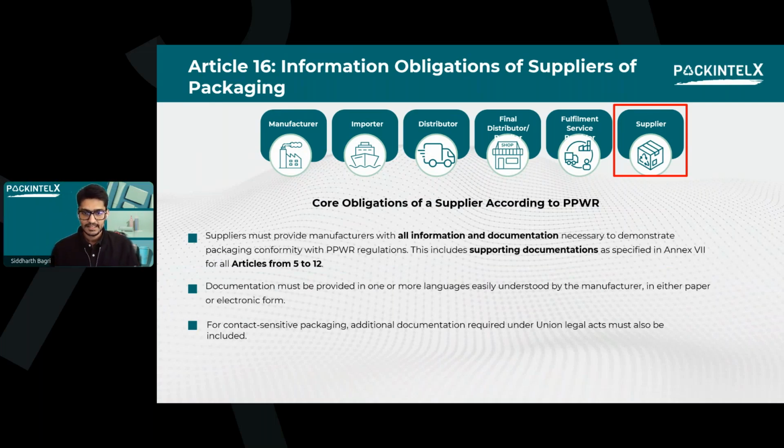Second point is that the documentation provided from the supplier must be in one or more languages that are easily understood by the manufacturer. There's a standard practice: English in general is the language that we are seeing, in either paper or electronic format, of course, electronic format is the preferred way here. For contact sensitive packaging, whatever additional documentations are required under other Union legal acts should also be provided by the supplier. So if the supplier is already providing food contact conformity and such documentations, then this is also part of the whole process.